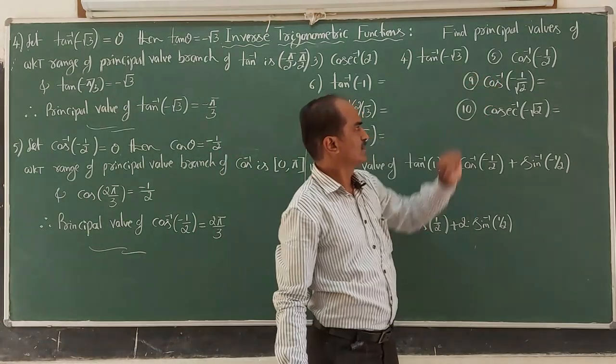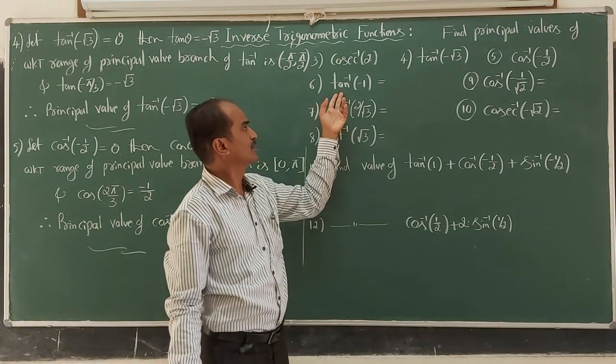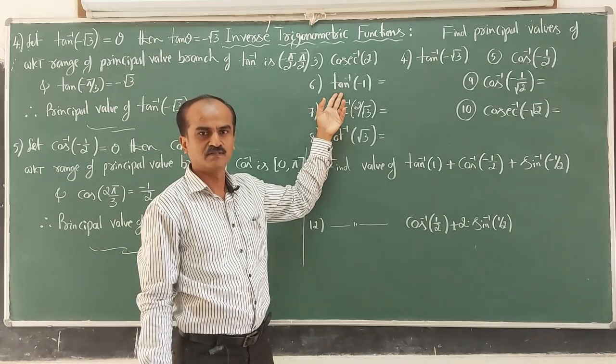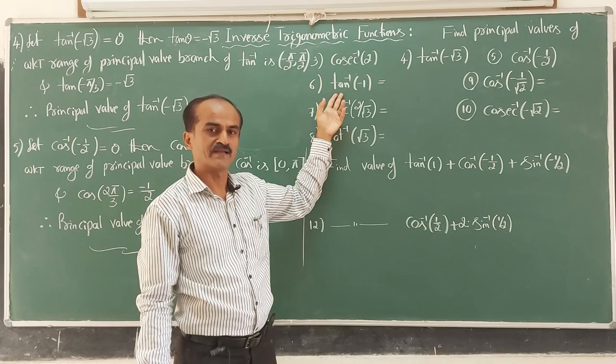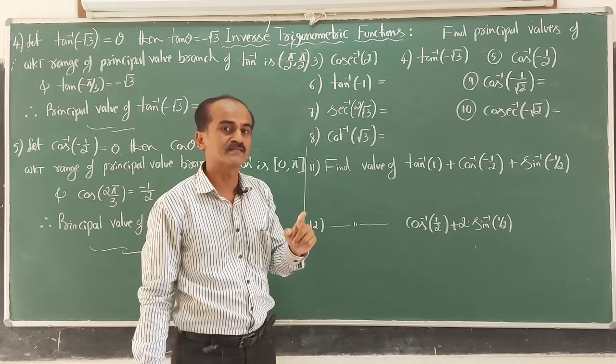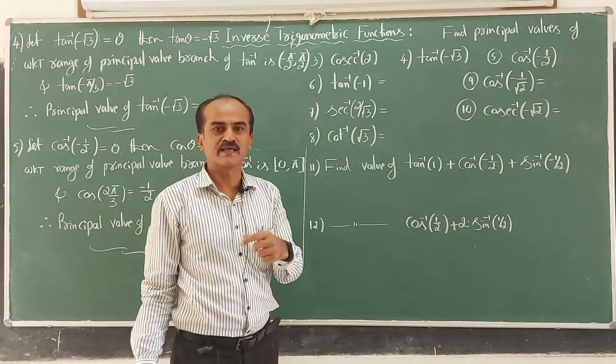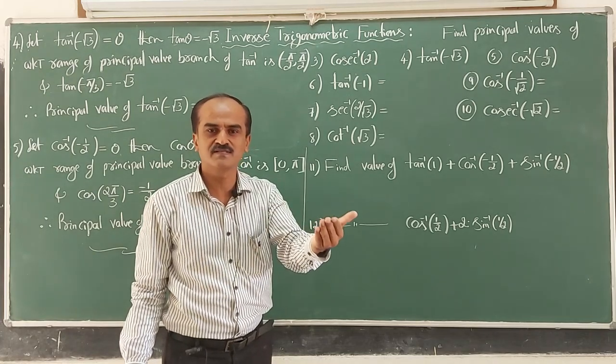We completed cos inverse of minus 1 by 2. Now tan inverse of minus 1. I hope you can tell this answer now. Tan inverse of minus 1 is equal to minus pi by 4, because the tan of minus pi by 4 gives us minus 1.